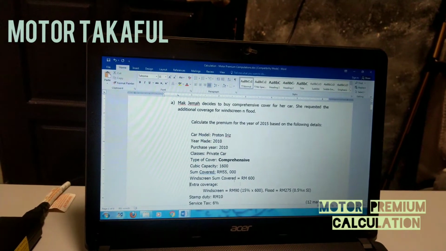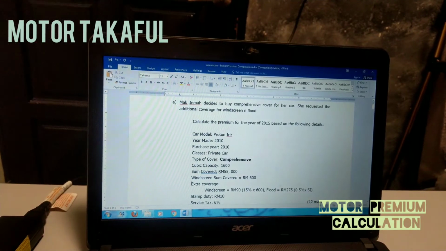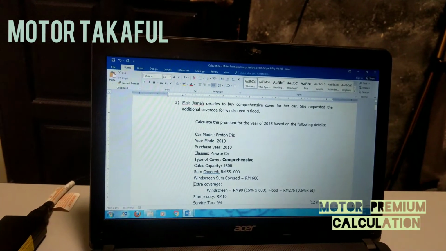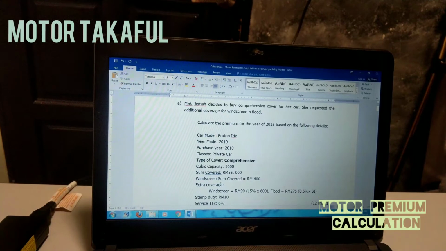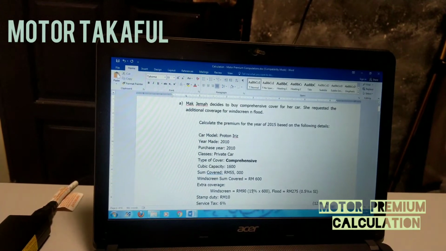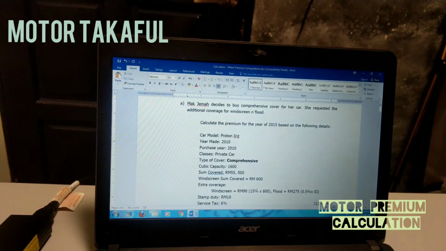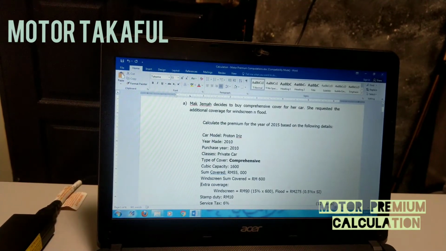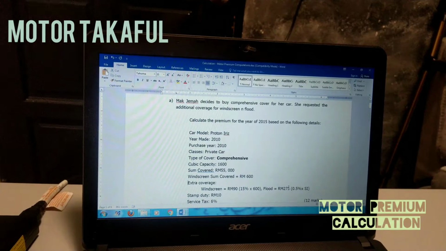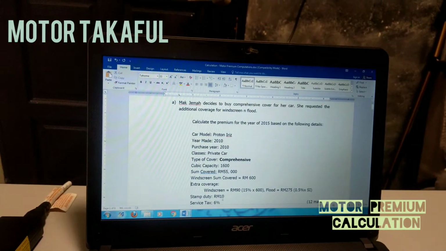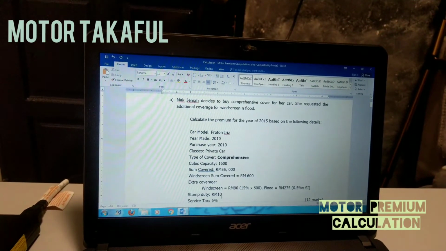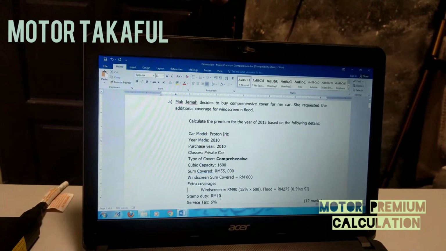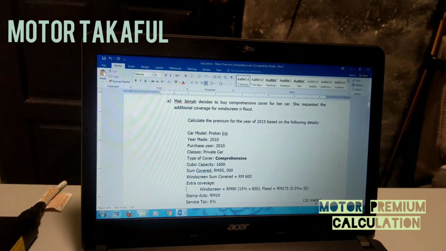But for windscreen, you cannot multiply with the sum insured. You must look at the windscreen sum covered. But in this case, the question has calculated for you, and they already have the round numbers of 90 ringgit as well as 275 ringgit. As for stamp duty, it is normal, 10 ringgit, and the service tax is 6%.